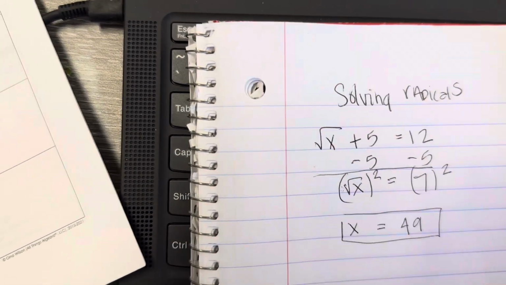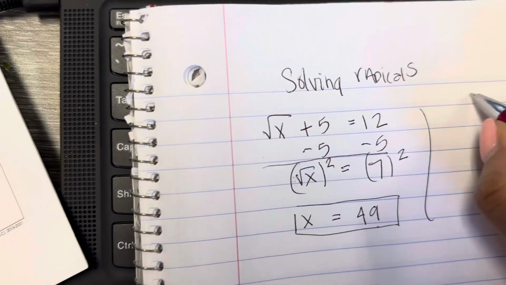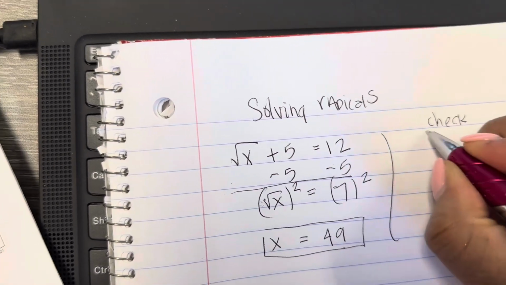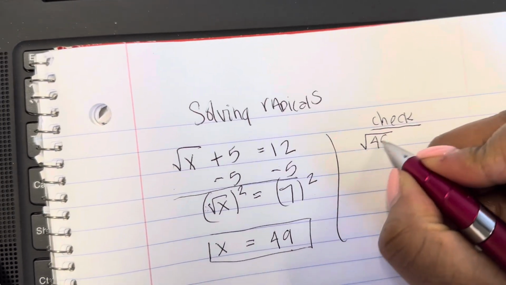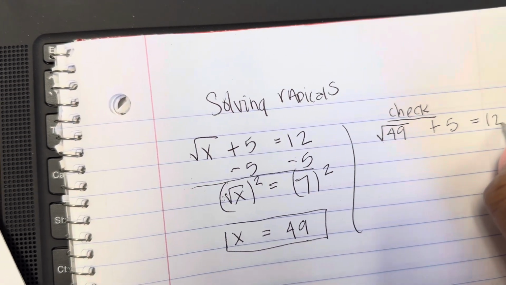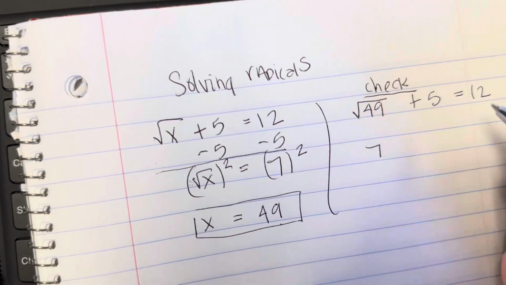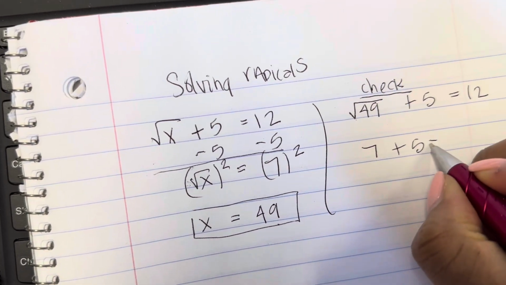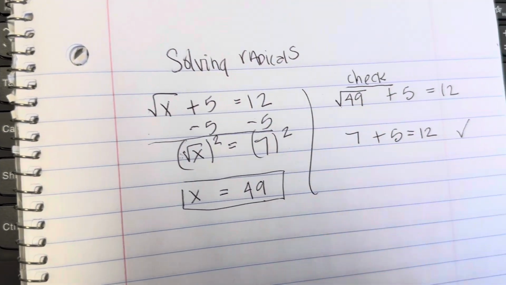Make sure you check your work. So go ahead and plug the 49 back in. Make sure you put a check on all of your questions. Go ahead and plug in radical 49 plus 5. Does that equal 12? Well, what is radical 49? It's 7. Add 5 is 12. Make sure you show that check mark. Let's try another one.